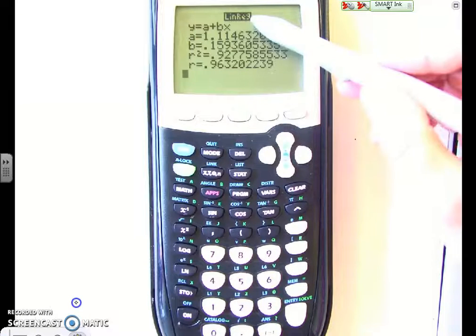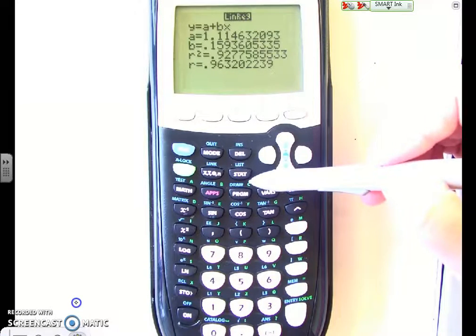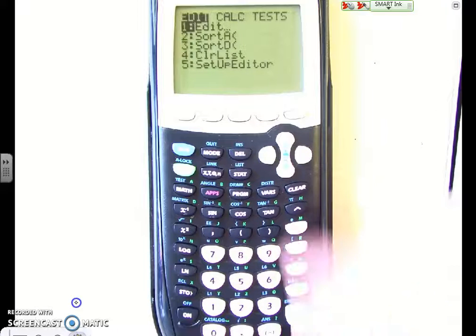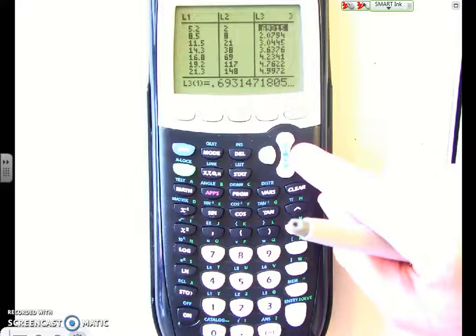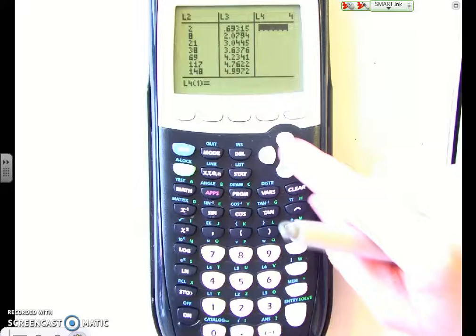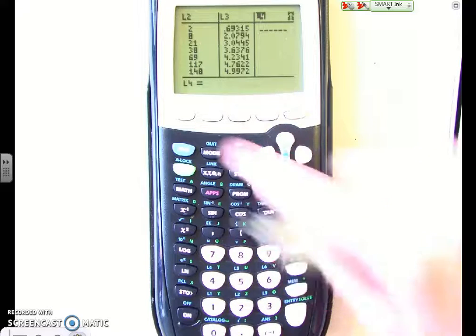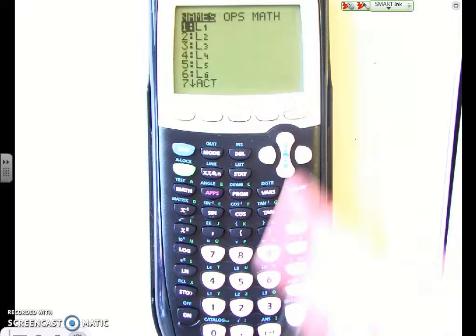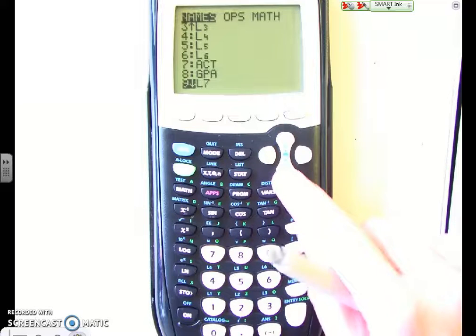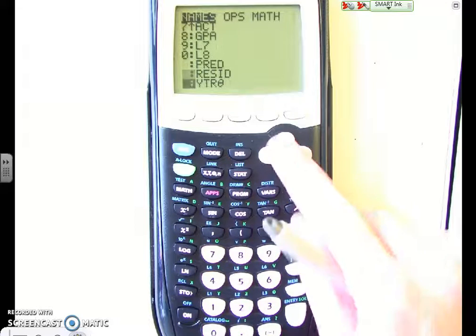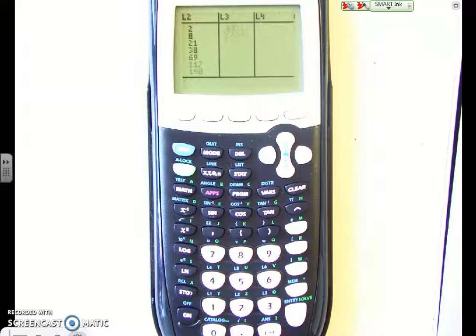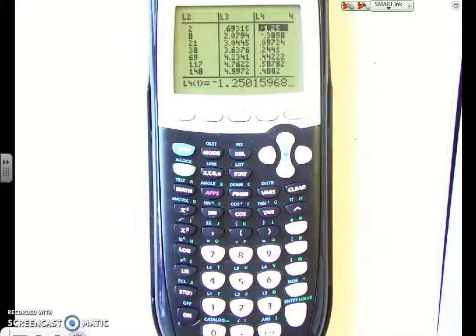Now, we just ran linear regression. Remember, anytime you run linear regression, it automatically stores the residual. So let's quickly look at a residual plot. Now, I know I'm using a lot of lists here, but I'm going to go over to list 4, and I'm going to put the residuals into list 4. All right, so I'm going to scroll down here. I got a couple other lists in my calculator this time. But there's my list 4.